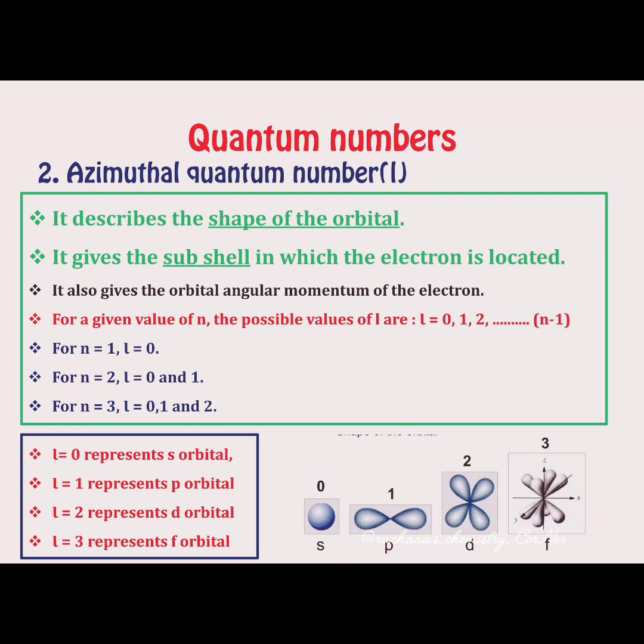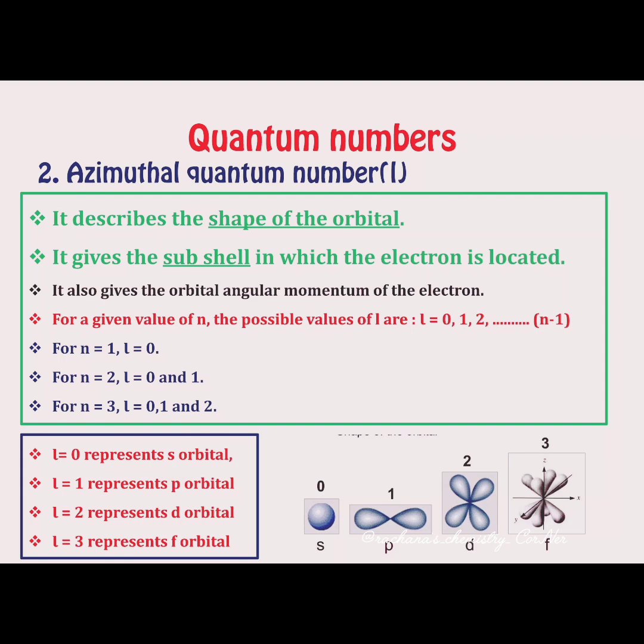This quantum number only identifies the number of subshells and the shape of the orbital. And we know that the subshells of the main shell are denoted by s, p, d and f. So we can find out the subshells in the main shell. If we take the first shell, which has quantum number n is equal to 1, it contains a single subshell, that is 1s.